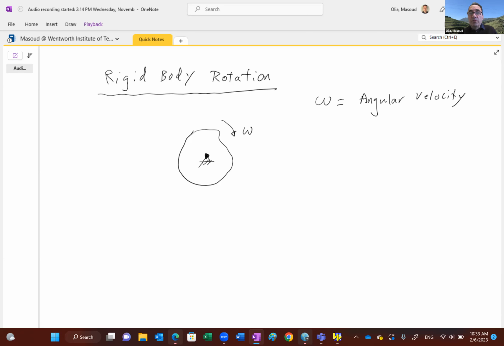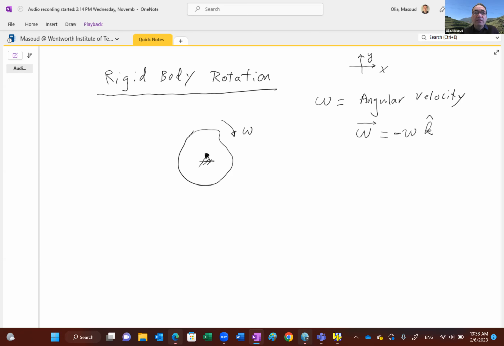In fact, if you wanted to describe this as a vector, it would be whatever the magnitude of omega is. Since clockwise rotation is the negative z-axis, if this is positive x, positive y, positive z is coming out of this page, this would actually be a negative omega k. But I don't want to use the vector approach. I want to use what I call the scalar approach.